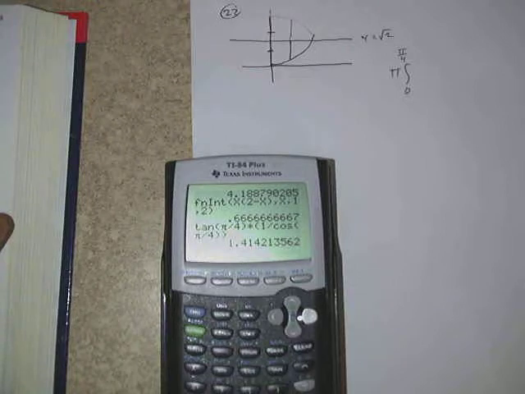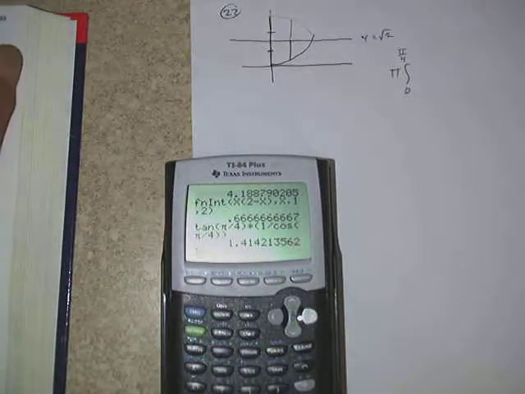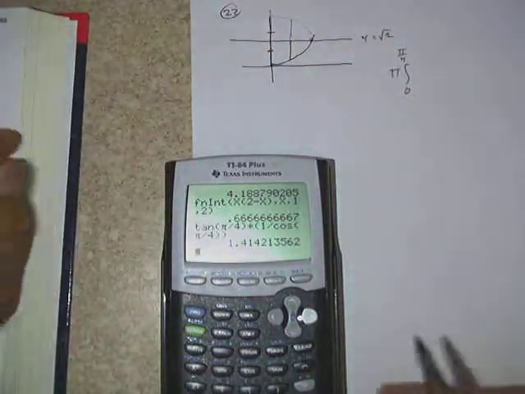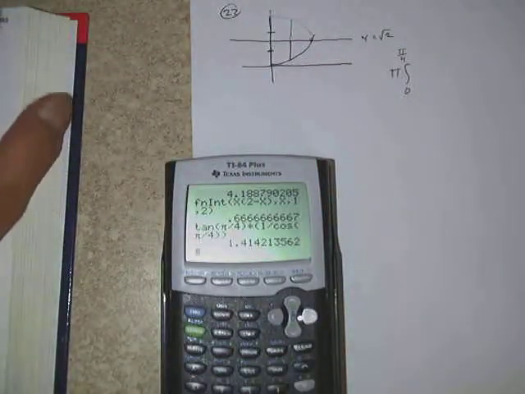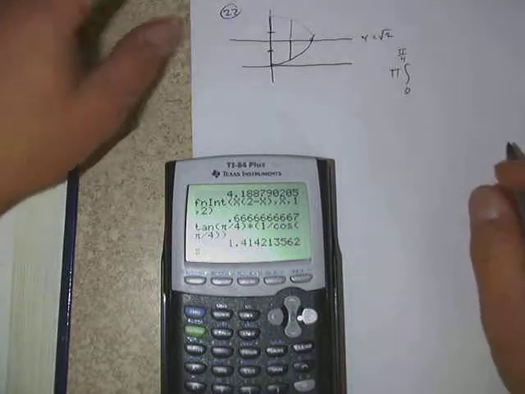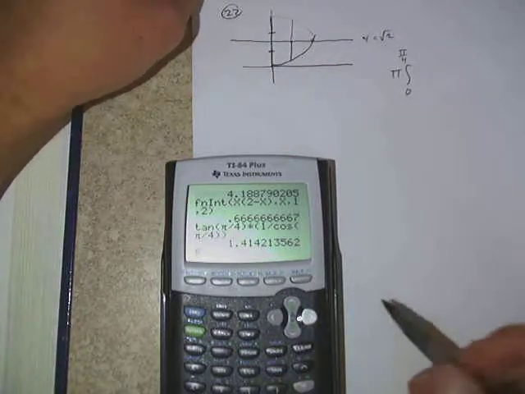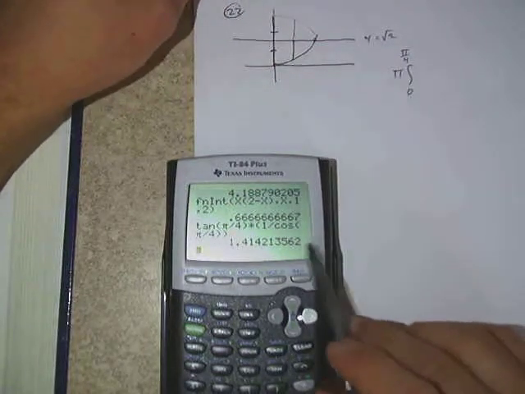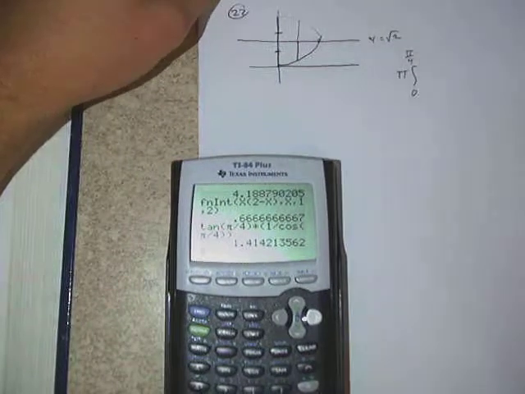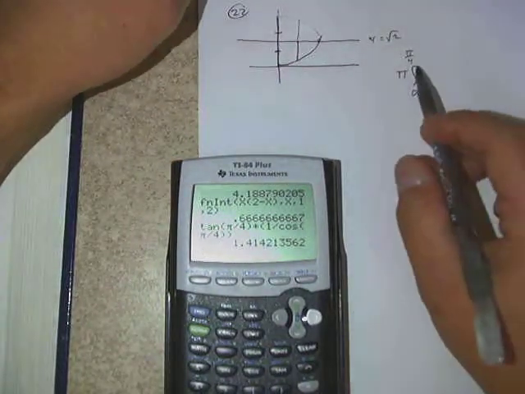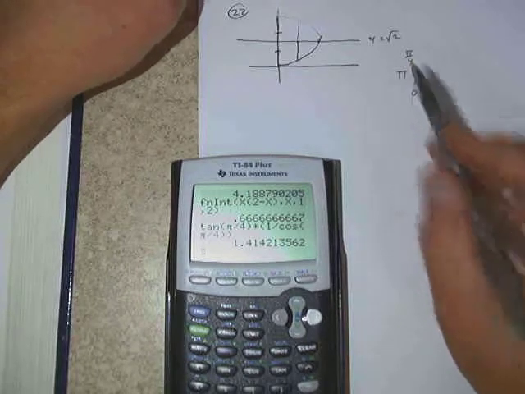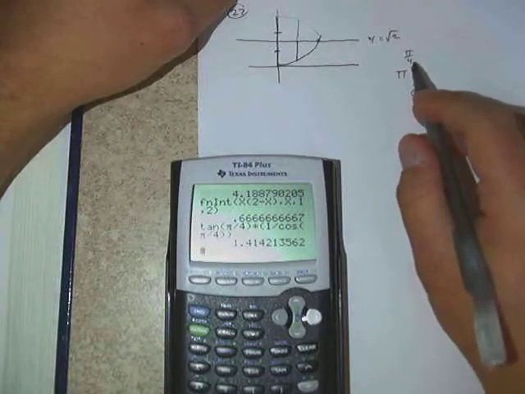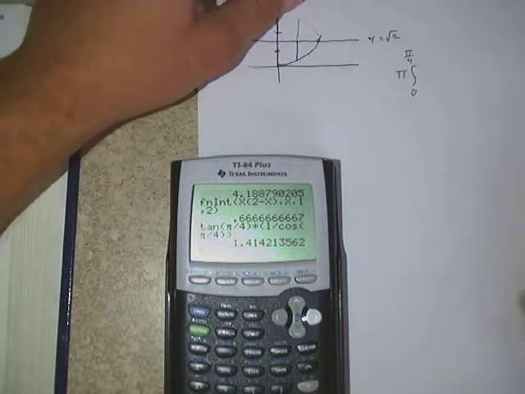If we weren't sure about that, we could just do tangent of pi over 4 times 1 divided by cosine of pi over 4, and we get 1.41, that's radical 2. So you can verify that intersection point. You could also graph radical 2 and then do the intersection command. You can see that it is 1.4 blah blah blah, which is radical 2.